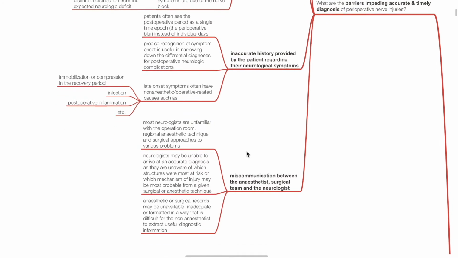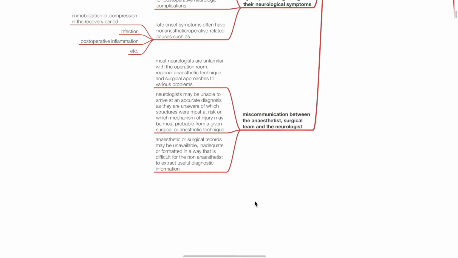Miscommunication between the anesthetist, surgical team, and the neurologist. Most neurologists are unfamiliar with the operation room, regional anesthetic technique, and surgical approaches to various problems. Neurologists may be unable to arrive at an accurate diagnosis as they are unaware of which structures were most at risk or which mechanism of injury may be most probable from a given surgical or anesthetic technique. Anesthetic or surgical records may be unavailable, inadequate, or formatted in a way that is difficult for non-anesthetists to extract useful diagnostic information.